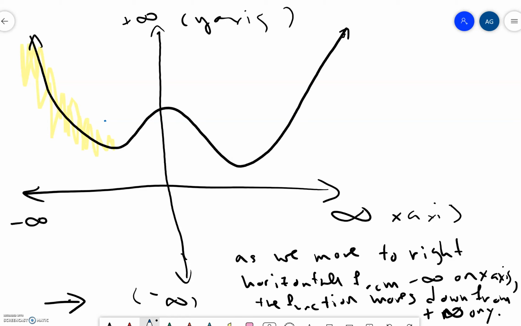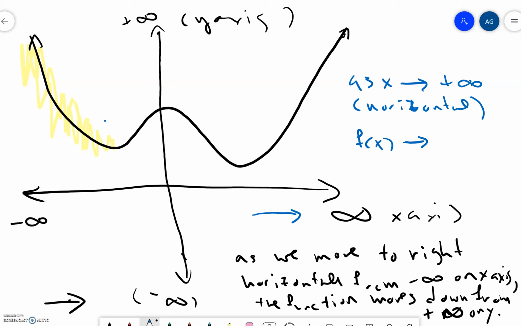And so then as we get over here and go through all these curves, as we go towards positive infinity horizontally, the function goes towards positive infinity vertically. X goes to positive infinity, that's horizontal. F of x goes to positive infinity also, and that's vertical. Okay, and so that's what we mean by this end behavior. Now this particular example I'm talking about would be a 4th degree polynomial.